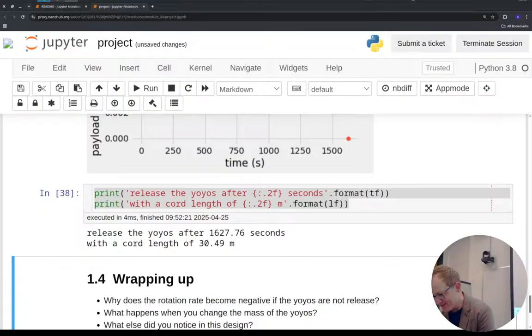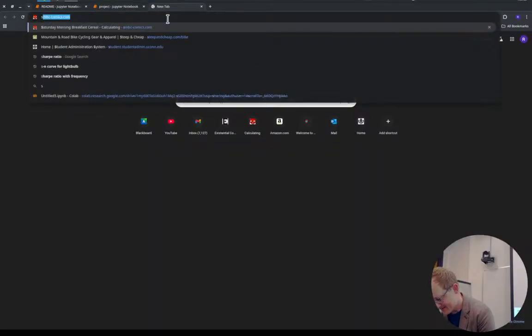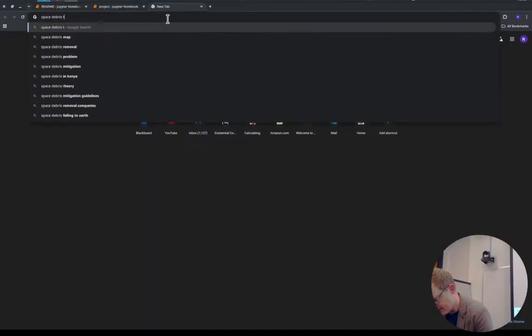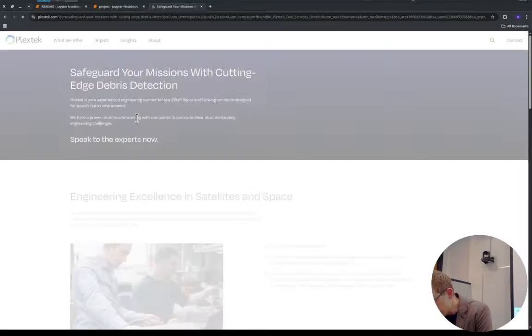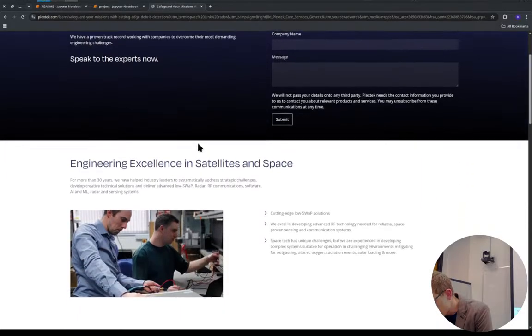Do we have a space debris tracker? Have you ever seen a space debris tracker? I know there are. Oh, it's right there. I feel like I've seen some. Yeah, you can check the car.